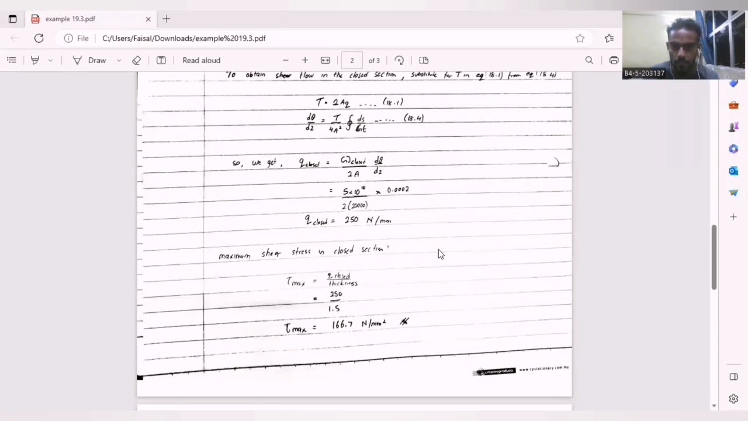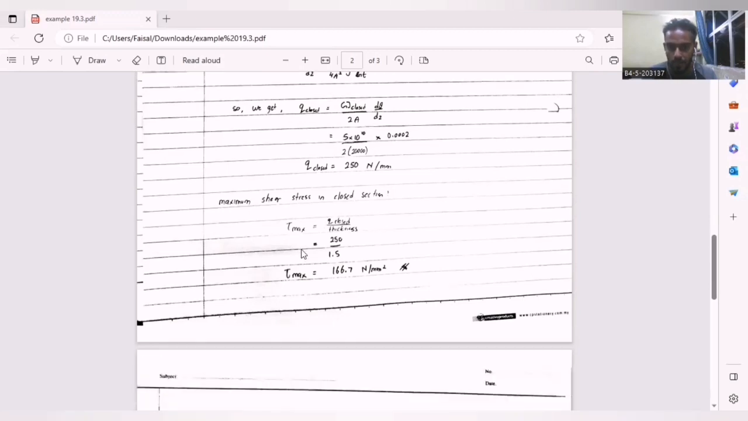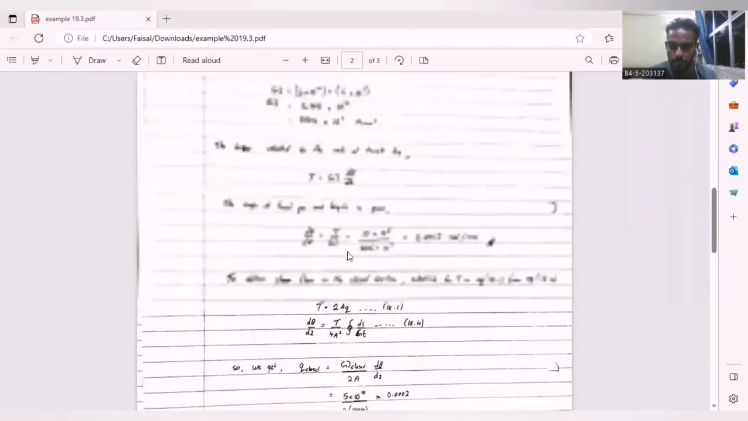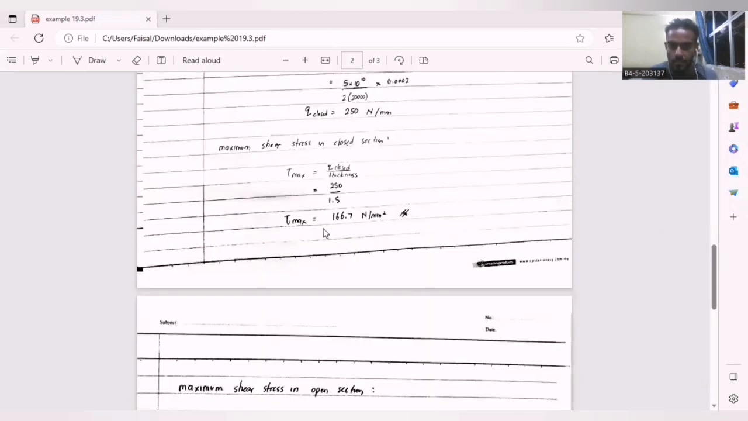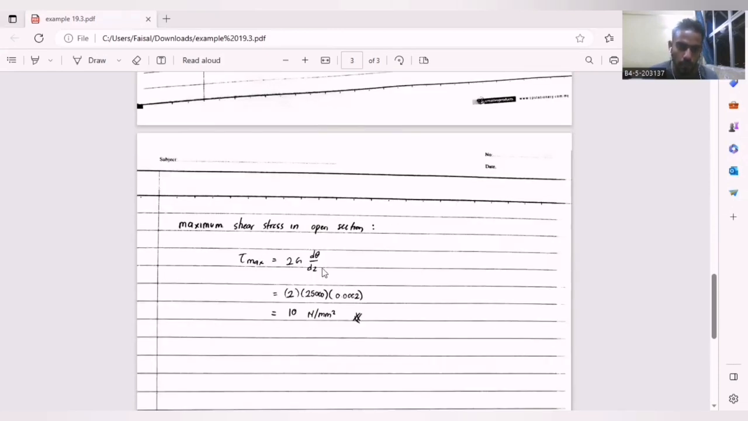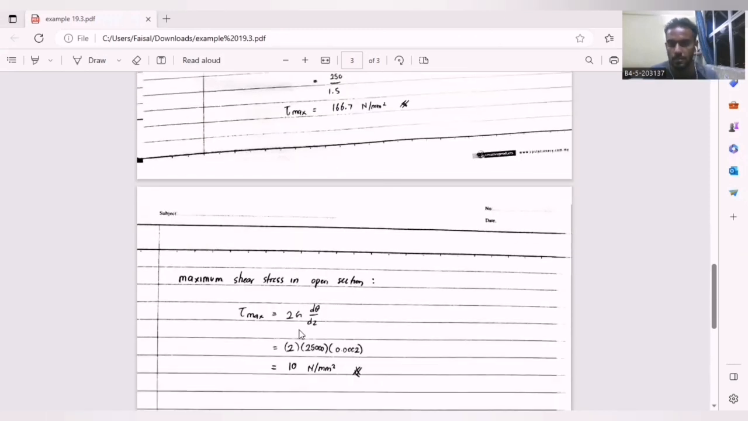As for the maximum shear stress in the closed section, the formula is the shear flow divided by the thickness. So we divide 250 by 1.5, which is the thickness for the closed section here, and we obtain the value 166.7 Newton per millimeter square. As for the open section, we use the formula given here from 18.10, and then we get the value 10 Newton per millimeter square. And that is the solution for this example.